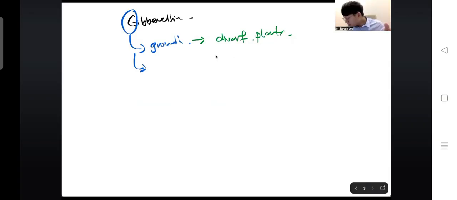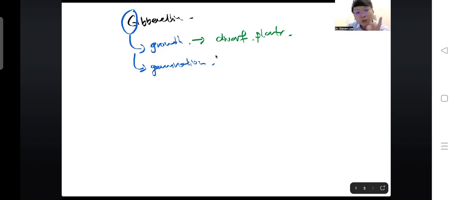Number 2 is germination, percambahan. One of the functions of gibberellin is that I can trigger germination of seeds. So if I want the seeds to germinate into new plants, I can use gibberellin as the stimulator.